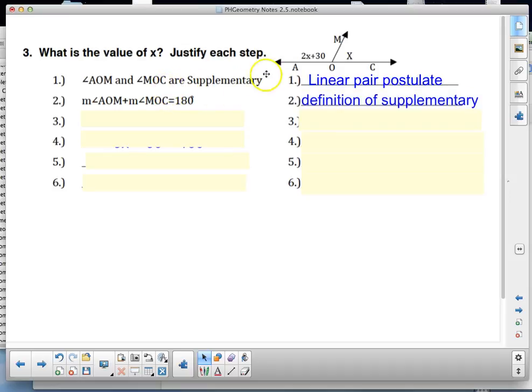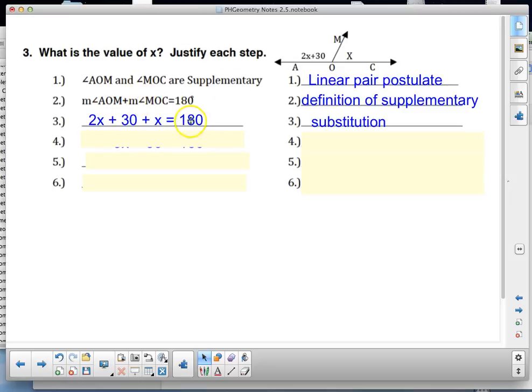Notice I'm justifying this statement, that these two angles add to 180 degrees, because I was told that they're supplementary. Now I substitute 2x plus 30 in for AOM and x in for MOC. So I've got substitution. Remember, the measure of angle AOM is just one big variable. That's all it is, very descriptive. The measure of angle AOM and the measure of angle MOC just represent my variables.